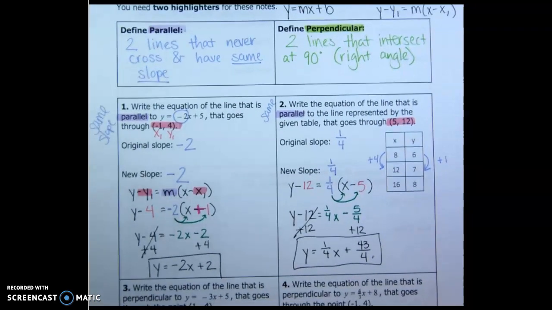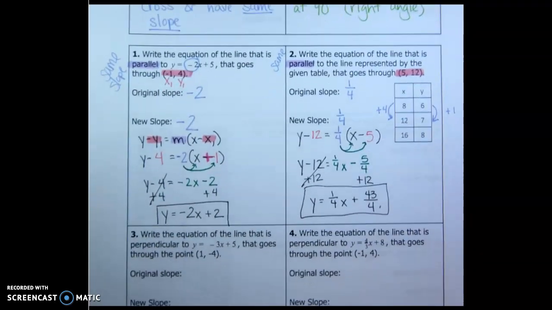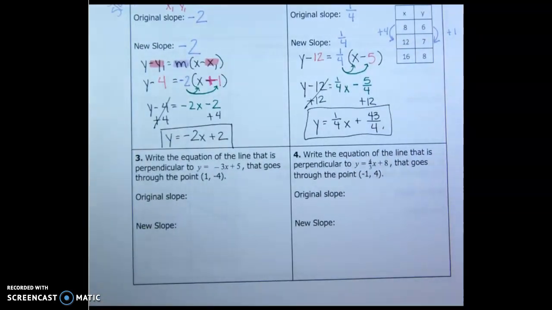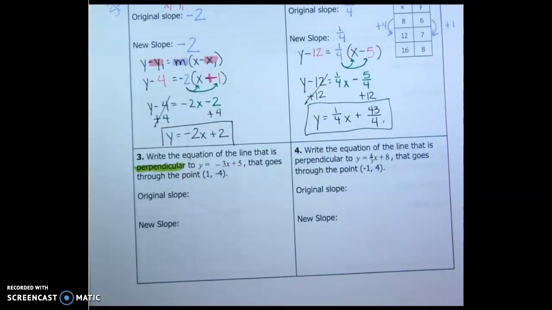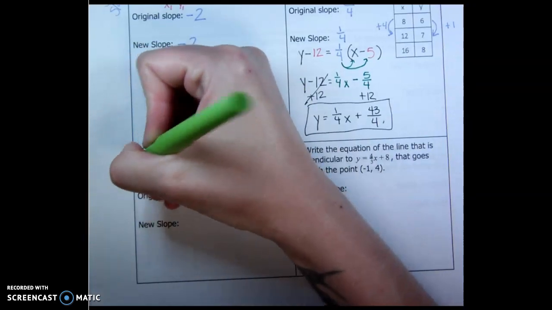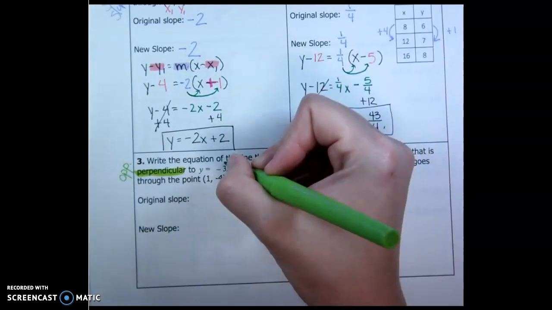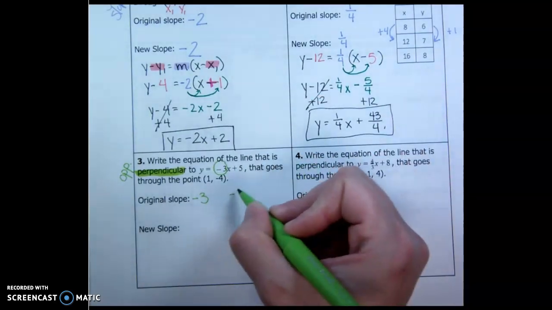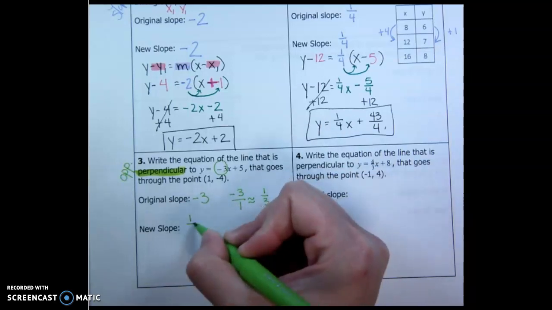Next, write the equation of the line that is perpendicular to y equals negative 3x plus 5 that goes through the point (1, -4). Perpendicular? What does that mean? Opposite! I'm going to abbreviate. It says "op" to negative 3x plus 5. Okay, my original slope is negative 3. What's my new slope? Well, the opposite of negative 3 over 1 is positive 1 over 3.